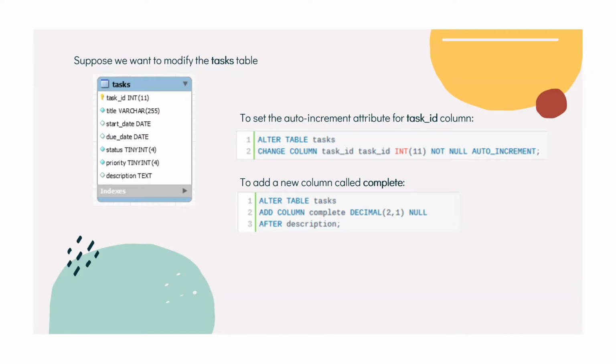Then suppose we don't want to store the description of the task in this table, we want to remove it. We can use the following statement to remove the description column of the task table. Alter table task, then drop column description.